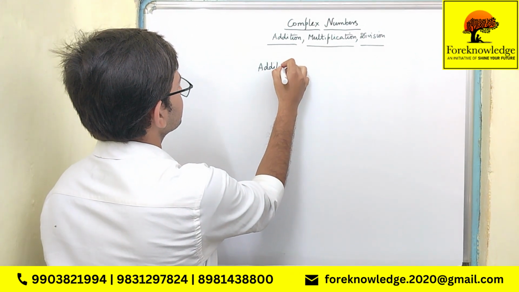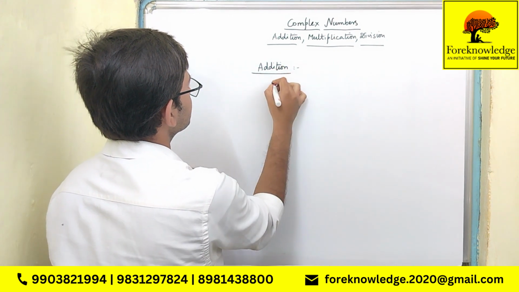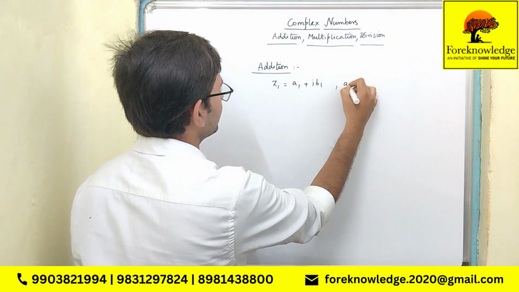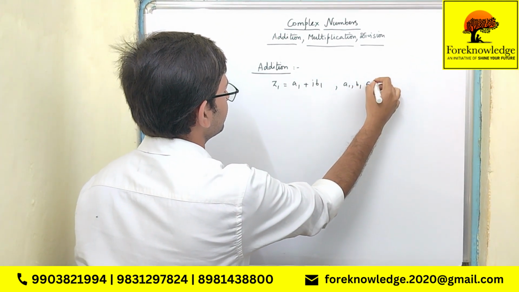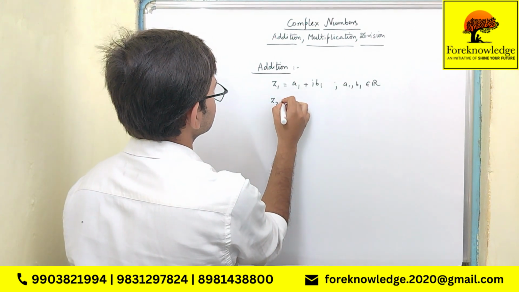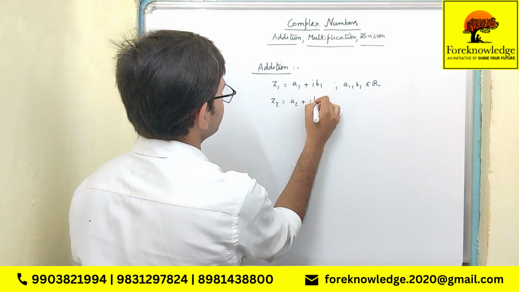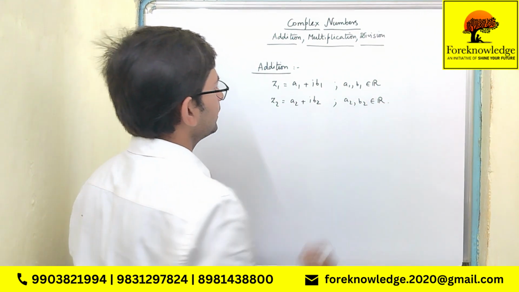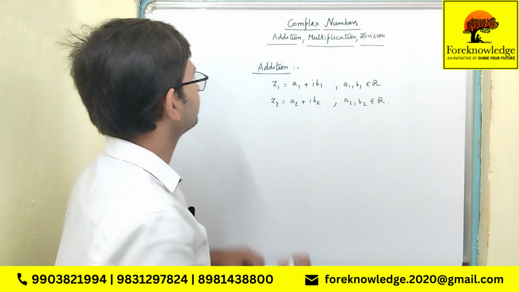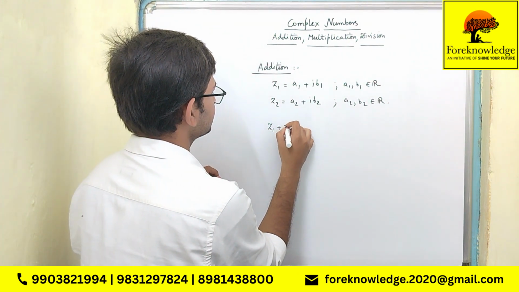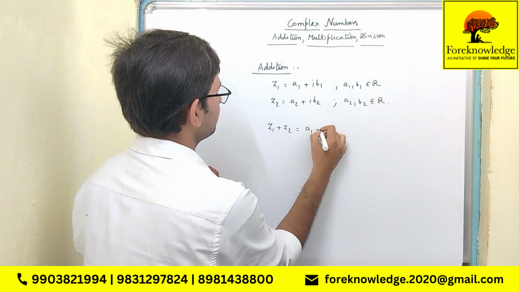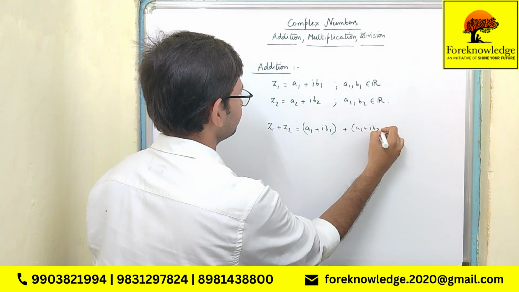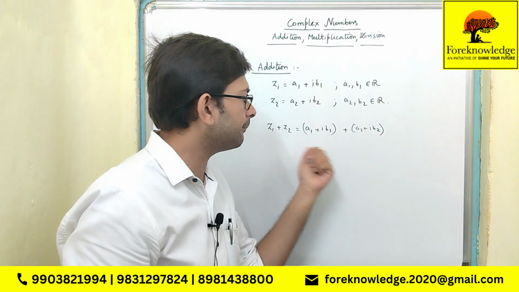For addition, we need at least two complex numbers. Suppose z1 is denoted by a1 plus ib1, where a1 and b1 are real numbers, and suppose z2 is a2 plus i times b2, where a2 and b2 are also real numbers. Then how do we add them? z1 plus z2 is a1 plus ib1 plus a2 plus ib2. Very simple. Just add component wise.